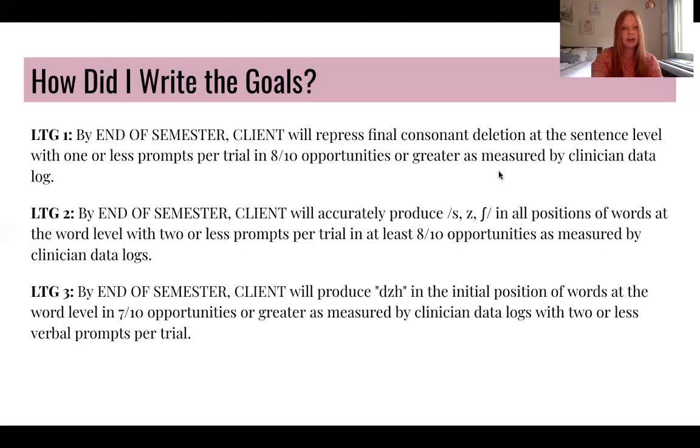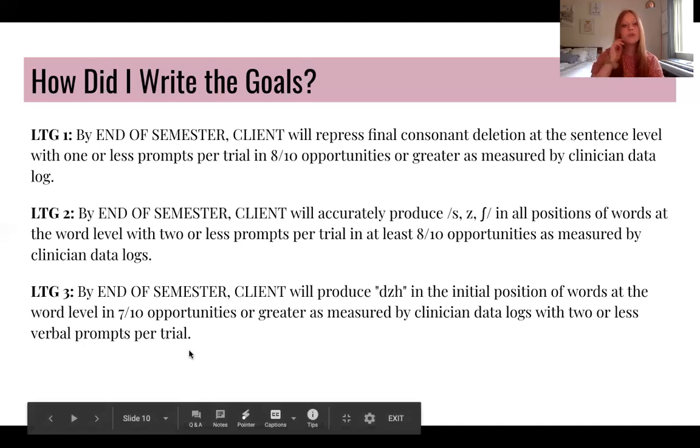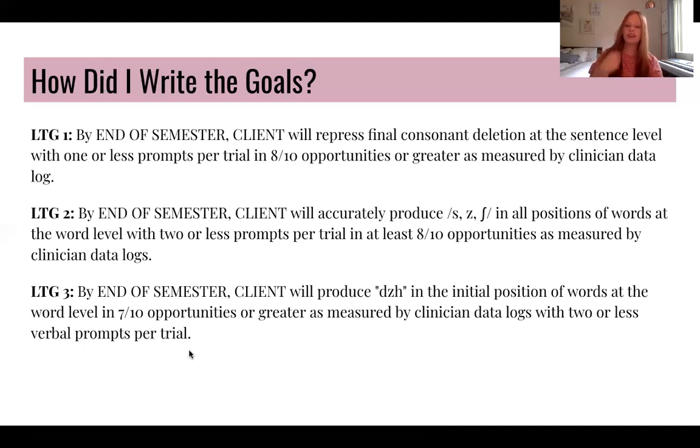The second thing I want to talk about is the difference in accuracy production. So in these first two, I chose 8 out of 10, and in the last one, I chose 7 out of 10. And why? The reason why is because the first two goals are things that she should already be doing by her age. The third goal is something that isn't necessarily expected to be done by her age. So we didn't need 80% accuracy.